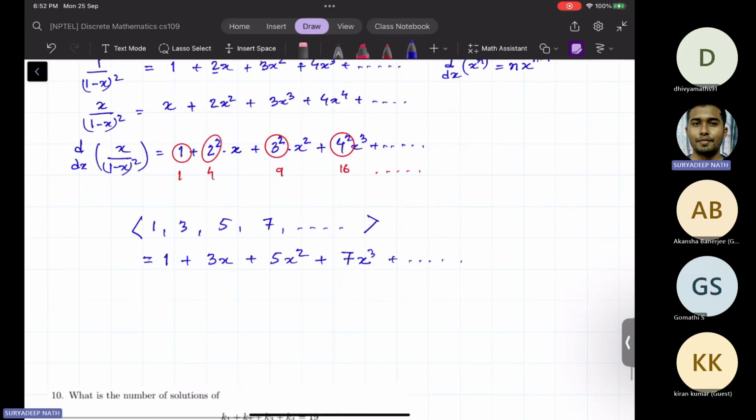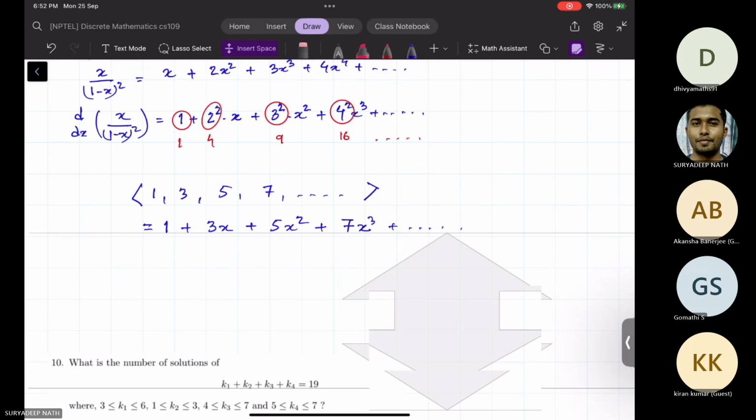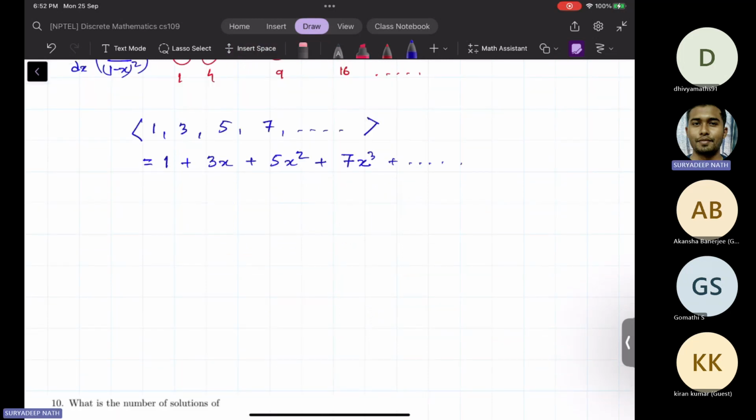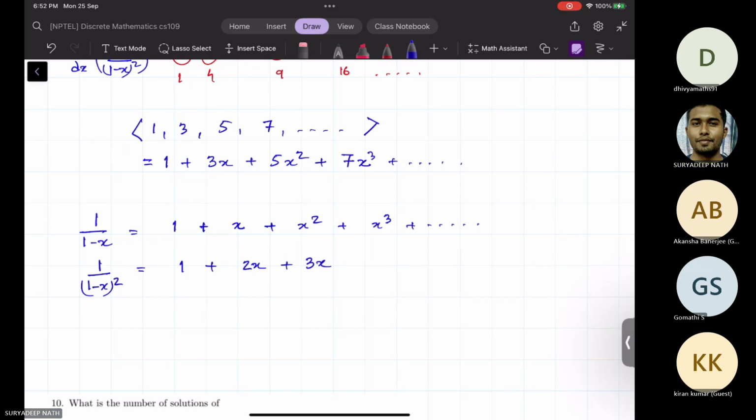So again, I'll write it down like this. So we know two sequences so far. This is the famous sequence that we know: 1 plus x square and x cubed, let's say. And also we know 1 by 1 minus x whole square. It is 1 plus 2x plus x square plus 4x cube and so on.